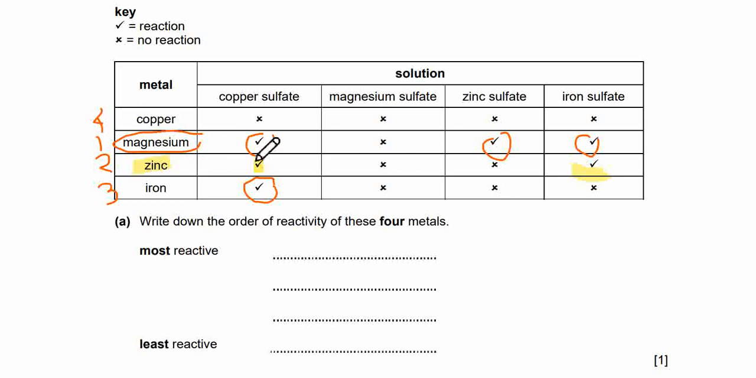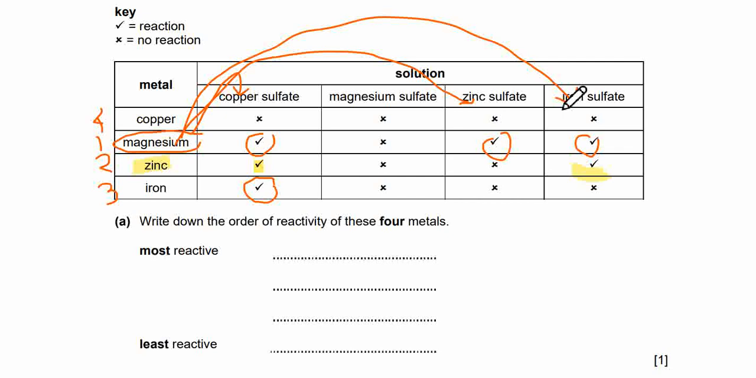What is the reason that we choose 1 as the most reactive one? It means magnesium metal can displace copper from copper sulfate solution. So magnesium is more reactive compared to copper. And also magnesium can displace zinc from its solution. So it means magnesium is more reactive compared to zinc. And also magnesium can displace iron from its solution. It means magnesium is more reactive than iron.